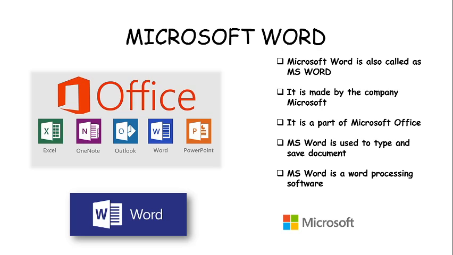Now next, what are the software in Microsoft Office? There are 5 software. The first one is Excel, second is OneNote, third is Outlook, fourth is Microsoft Word, and the fifth one is PowerPoint. So all these are the software which are included in Microsoft Office. But in this chapter we will be discussing Microsoft Word and how to use it. So let us first see how we can open Microsoft Word in your computer.